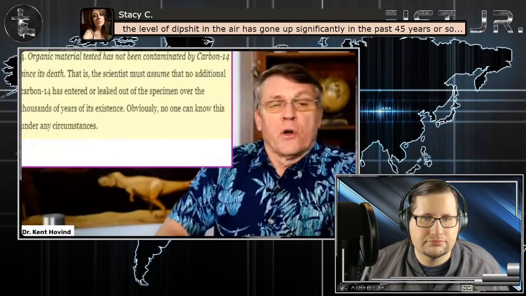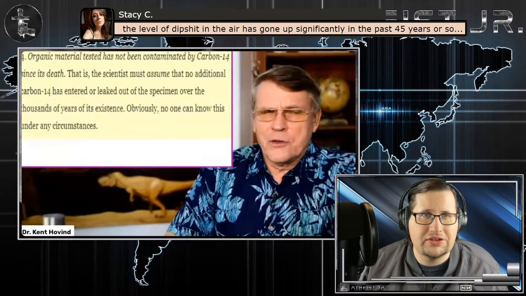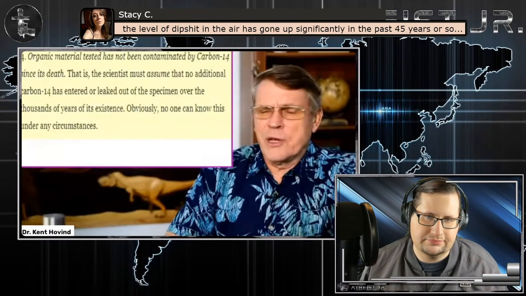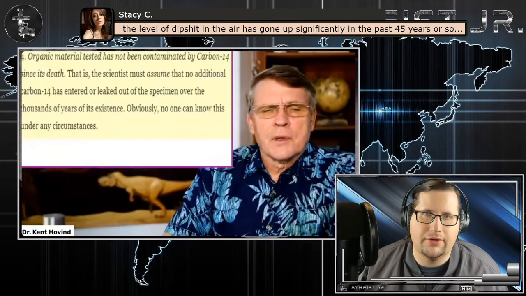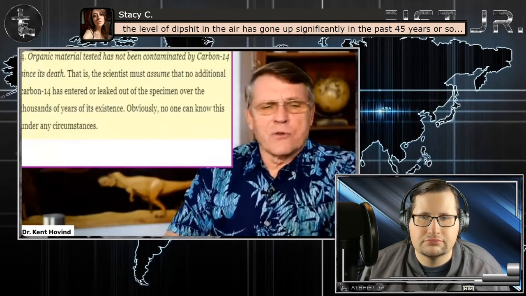Let's see. Number four, organic material tested has not been contaminated by carbon-14 since its death. Laid there in the ground for thousands of years and never got contaminated. In the case of carbon-14 dating, the daughter product is ordinary nitrogen and plays no role in the dating process. We are only interested in tallying the original C14 still present in the sample, the surviving parent isotope. You know that. Okay. Yeah, we know that. Hovind, we know that. None of the C14 has entered or leaked out over thousands of years.